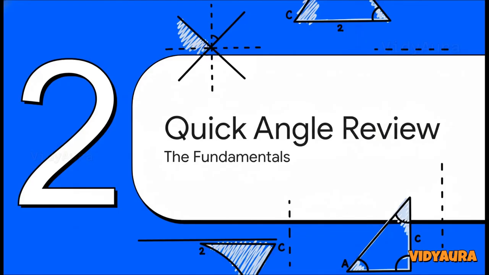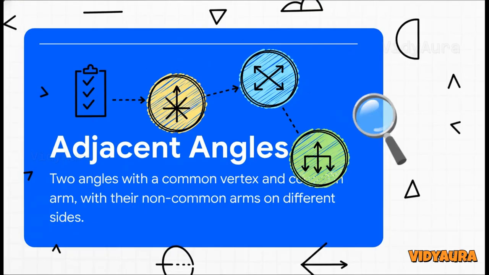Okay, before we get to the new stuff, let's hit pause and do a quick review. We've got to make sure we're all speaking the same language, right? So let's revisit one key idea. Adjacent angles. The definition sounds a bit formal, but it's really just three simple rules. For two angles to be adjacent, they have to check three boxes: a common vertex, a common arm, and their other arms have to be on different sides.